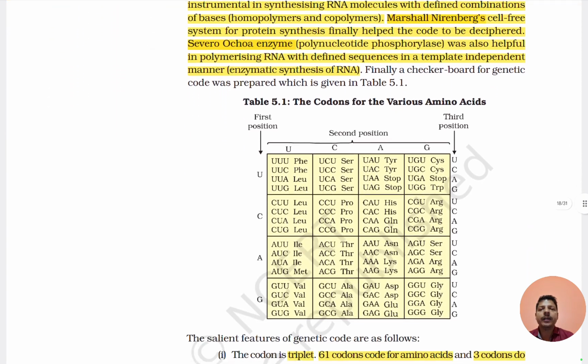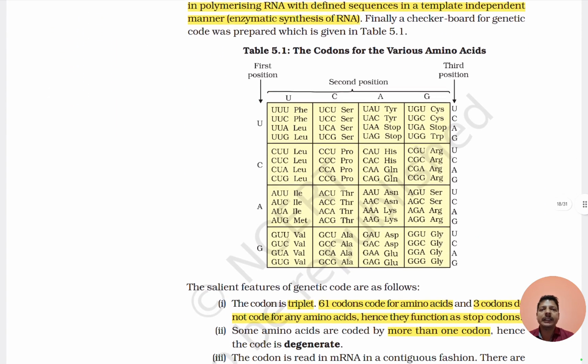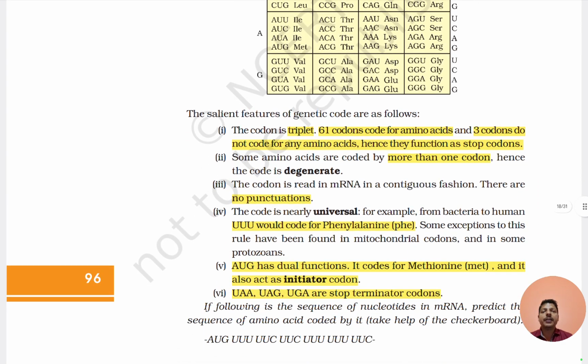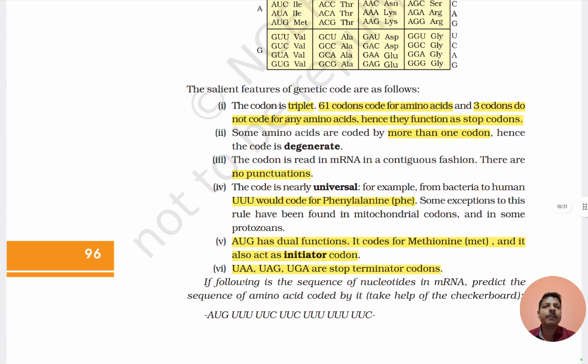Then the particular checkerboard is present, like this you can see. The salient features of the genetic code are as follows. What are they? The codon is triplet. 61 codons code for amino acids. 3 codons do not code for any amino acids, hence they are called stop codons. Some amino acids are coded by more than 1 codon, hence the code is degenerate. The codon is read in an mRNA in a contiguous fashion. There are no punctuations. The code is nearly universal.